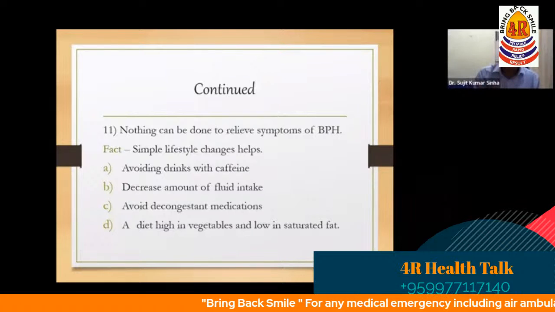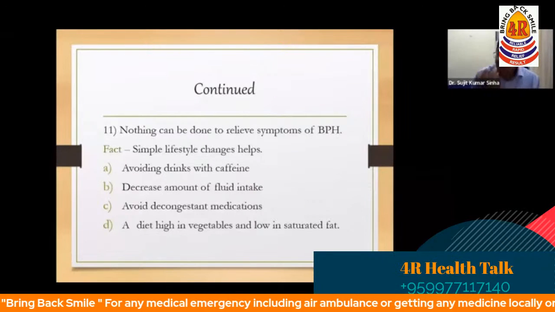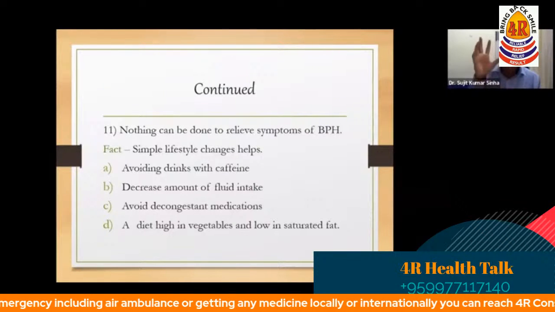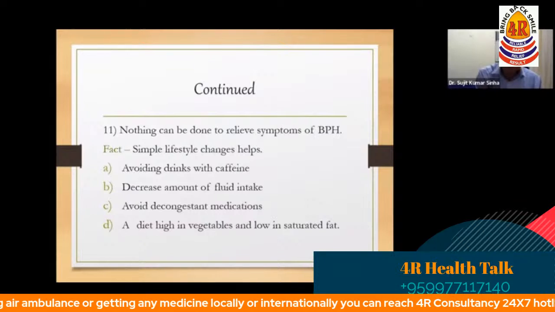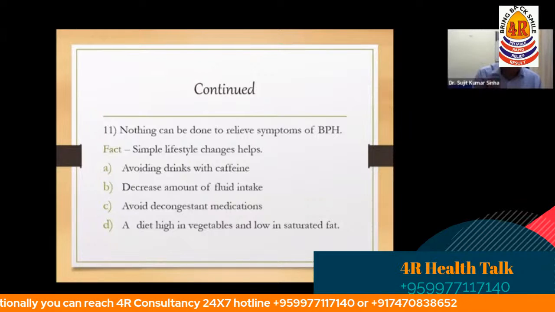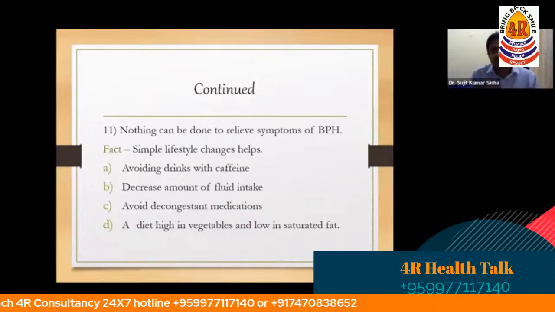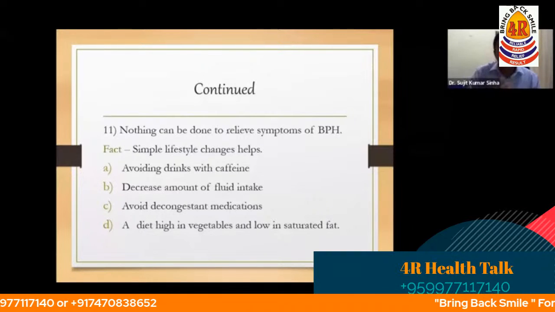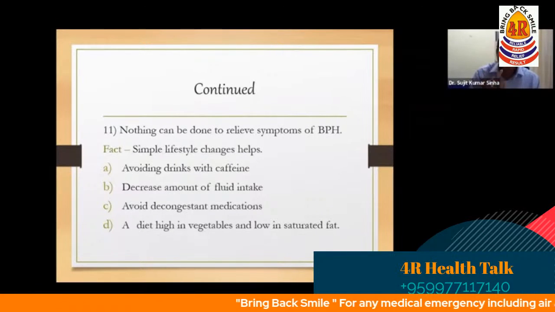Now, avoid decongestant medications. We have seen those nasal decongestants. They have some medications which cause urinary retention. It causes the prostate to become hard or become obstructive. As a result, the patient who is on a borderline flow goes into retention. So those who have a prostatic problem, be very careful when you take decongestant medications. You may go into urinary retention.